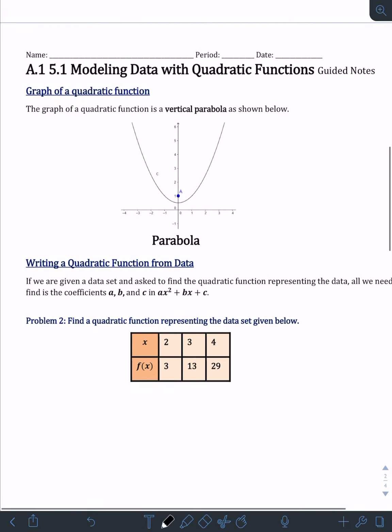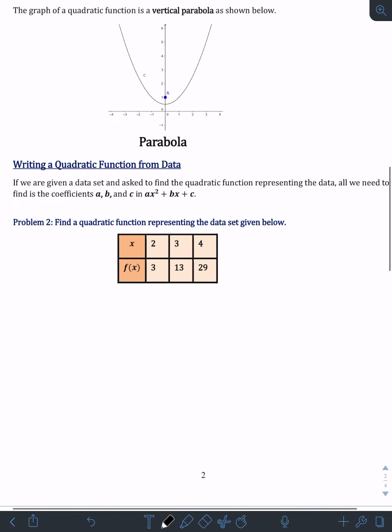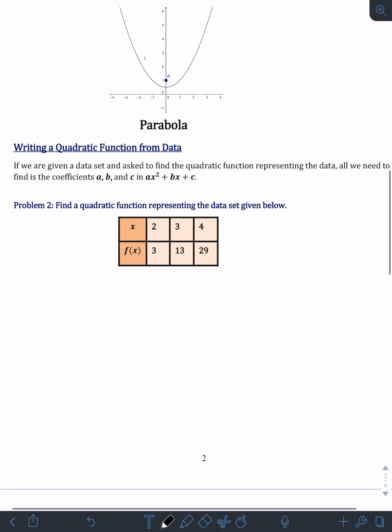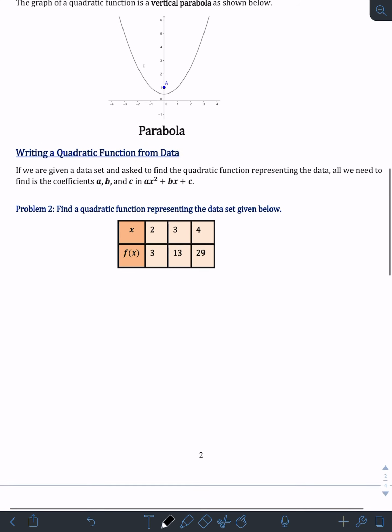Now this is a graph of a quadratic function, which is a vertical parabola. We also have horizontal parabolas, but we're not really going to talk about those. We're going to talk more about vertical ones. So writing a quadratic function from data, if we're given data like this set here, we're going to plug that into Desmos, and we're going to use this regression to find that in Desmos.